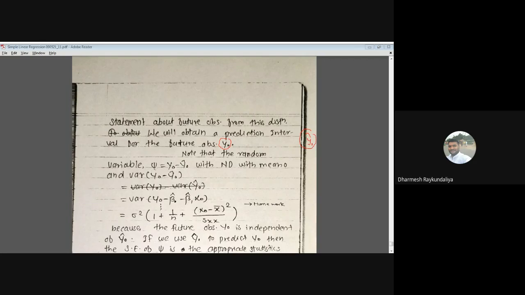So let us define the variable psi equal to y0 minus y0 cap, which has the normal distribution with mean 0, because what is the expectation value of y0? It is y0. And the expected value of y0 cap is also y0, so it has mean 0 and variance of y0 minus y0 cap. What is y0 cap? It is beta 0 cap plus beta 1 cap x0, but the minus sign is here, so we can write it as y0 minus beta 0 cap minus beta 1 cap x0.